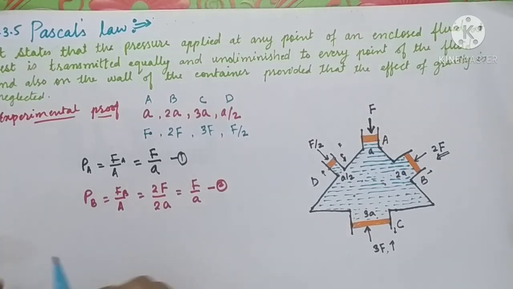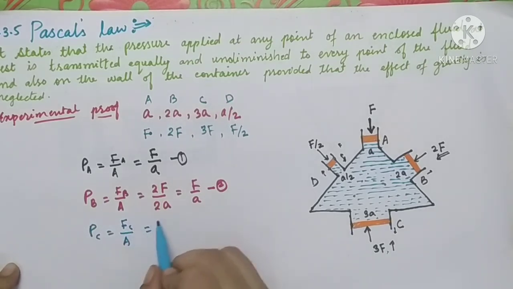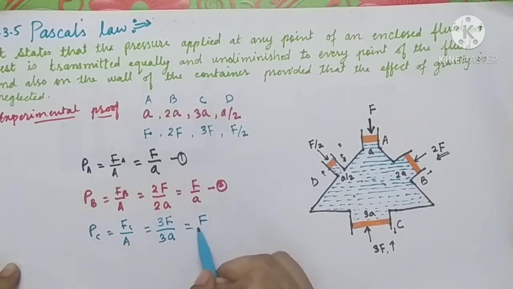Similarly, let's calculate the pressure at point C. It has the formula F_C upon A, force at point C divided by area. The force at point C is 3 times that of A and the area is 3A. The 3 will get cancelled, and you get F upon A. Give this one as equation number 3.